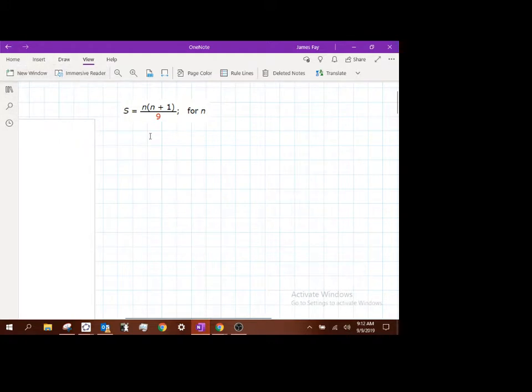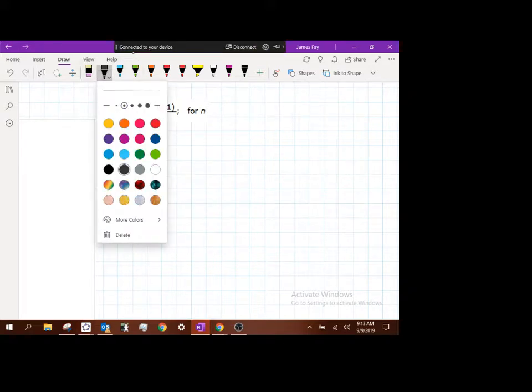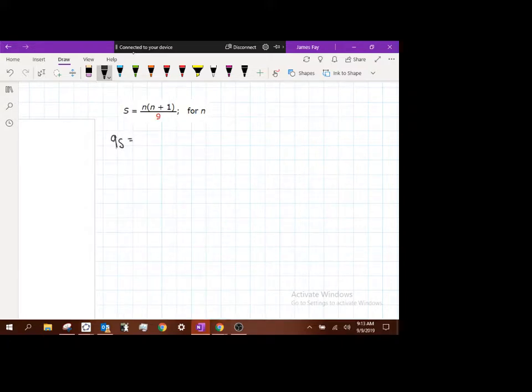That preliminary work should be to take both sides and get rid of that fraction, right? So is that going to give me 9s? So 9s is equal to n times n plus 1, right? So does that now turn into 9s equals n squared plus n? Go ahead and distribute that n. So it's quadratic. If it's quadratic, what do I get it equal to? 0. So I'm going to have 0 equals n squared plus n minus 9s.